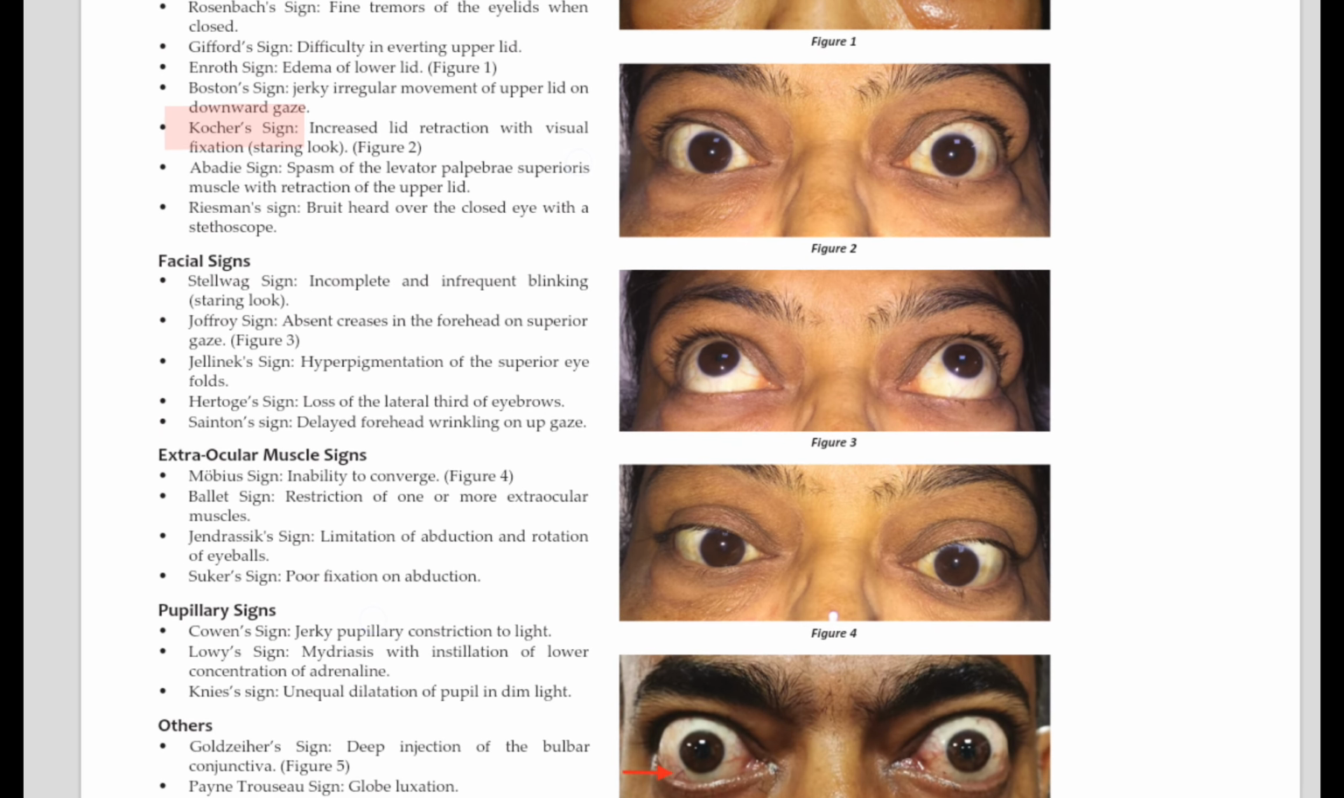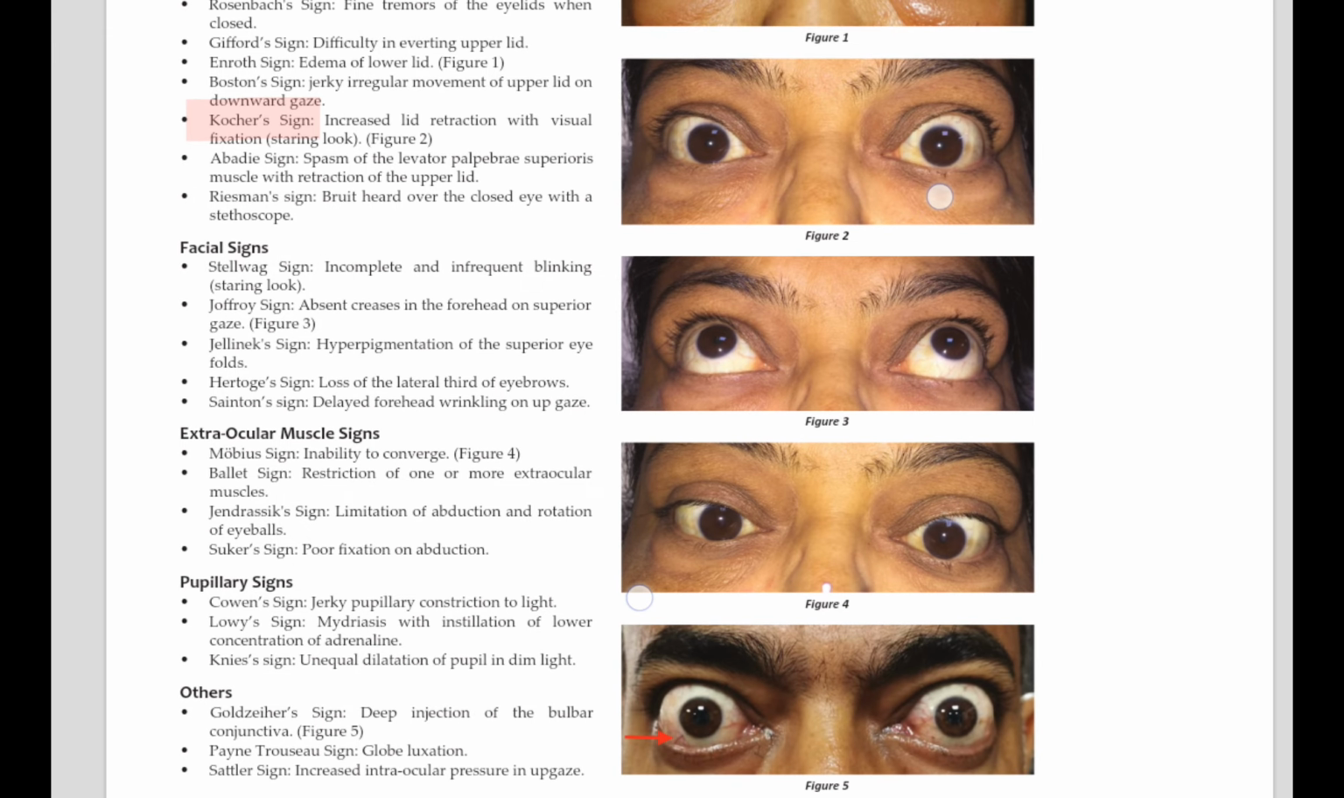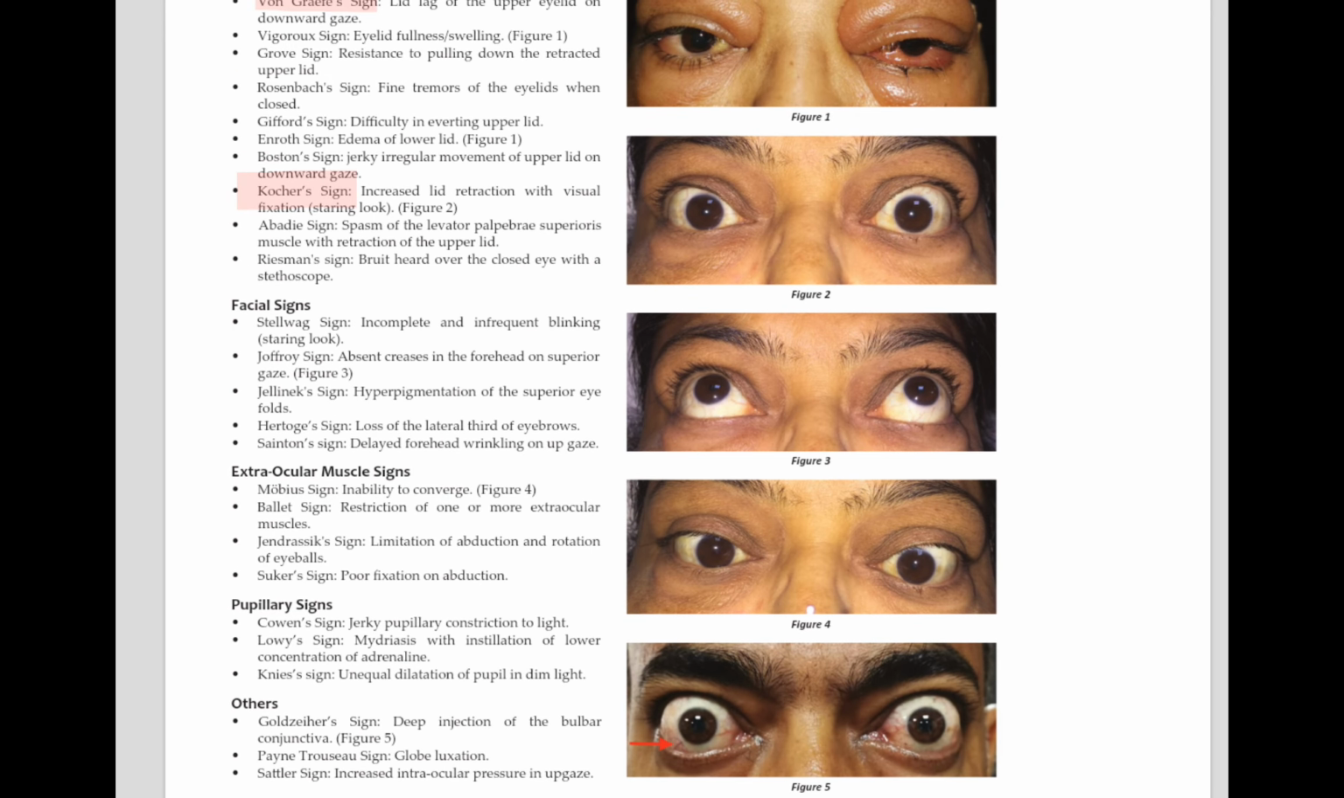Then next we will be having extraocular signs, Moebius sign. Moebius sign is inability to converge and it is shown in figure 4. Then the next important one is figure 5, Goldzieher sign. Goldzieher sign is deep injection of the bulbar conjunctiva.